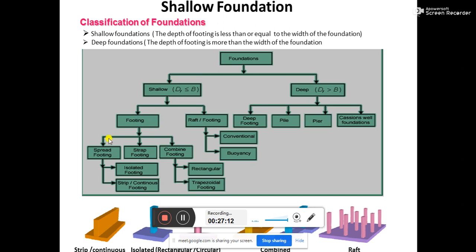Now, this footing can again be of different types: spread footing, strap footing, and combined footing. The spread footing can be divided into two categories, isolated footing and strip footing, and the combined footing can be categorized as rectangular footing and trapezoidal footing.